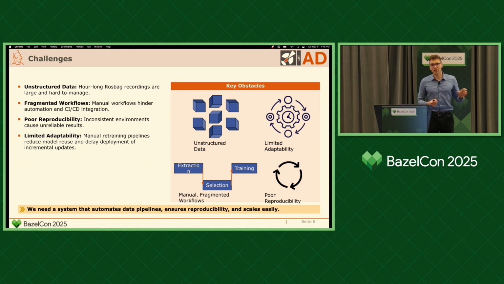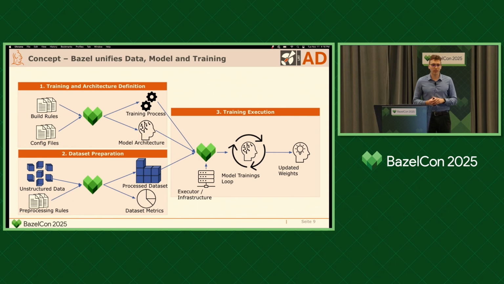Further, this results in limited adaptability, which reduces model reuse and delays deployment of incremental updates. So we need a system that scales easily, ensures reproducibility, and unifies the whole process. And we think Bazel is perfect for this.